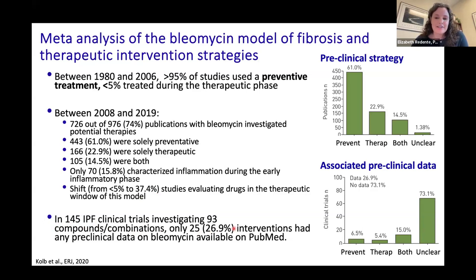So this really just calls into focus that as researchers, we're using these models to think about our questions, to understand the mechanisms of fibrosis and potentially to think about therapeutics. But many times in industry, they're not using the same standards or the same models as they're moving forward with their drug development. And so we really need to have good alignment if we're gonna see success in the clinic.